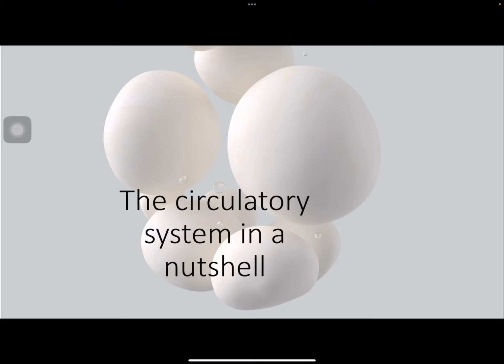Today I want to introduce you to the circulatory system in a nutshell. We're going to go through this pretty fast, but not so fast that you can't understand all the points. So let's start.